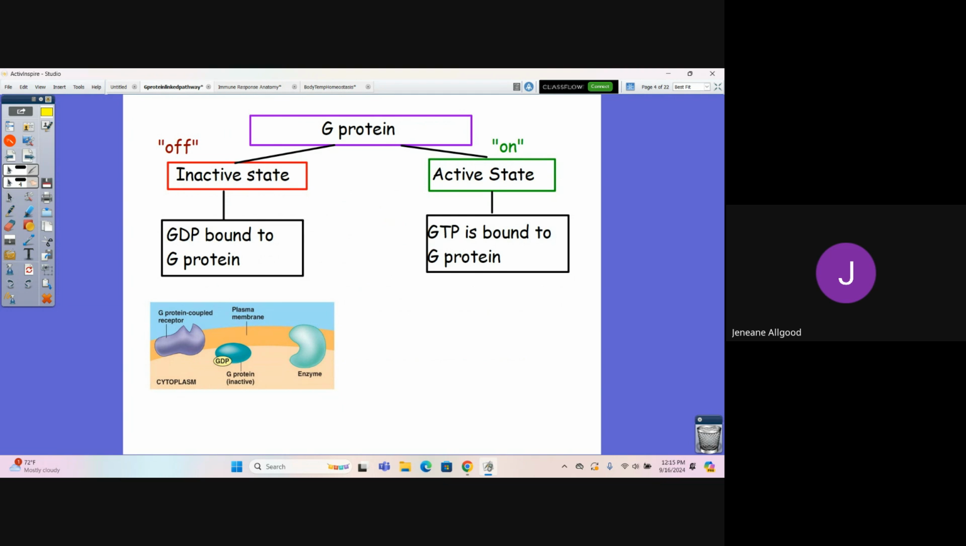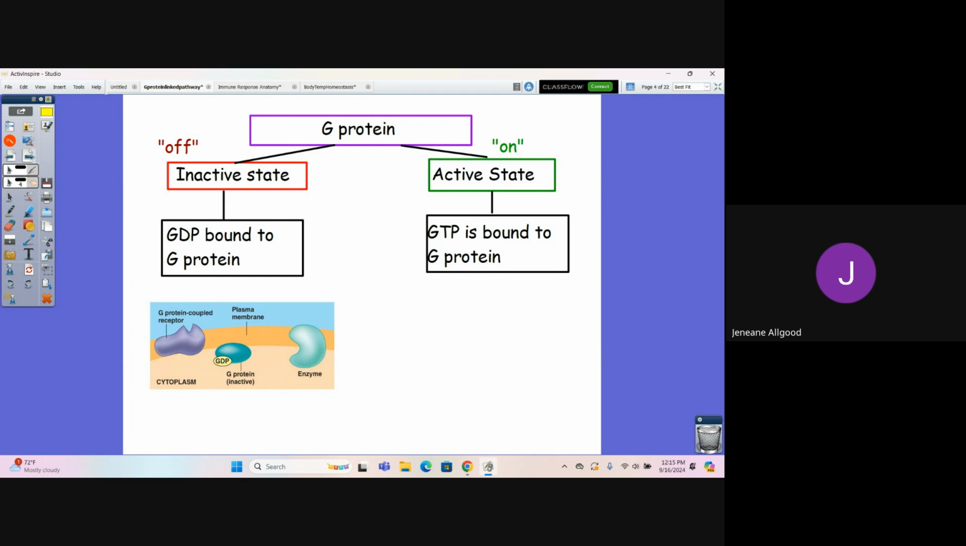Okay, so G proteins can exist in two different states. They have an inactive form and an active form. In their inactive state, they have GDP bound to them. So just think about it this way. We know that GTP would store more energy than GDP, because remember, in a molecule like ATP, we know that energy is stored in the bonds between the phosphate groups. And so this has already had one phosphate group broken off. So it's not going to store as much energy as GTP.